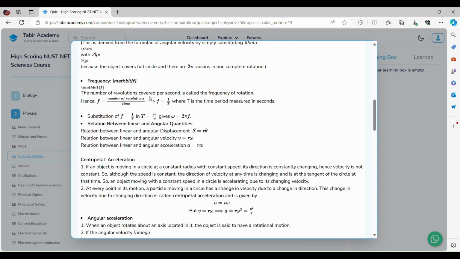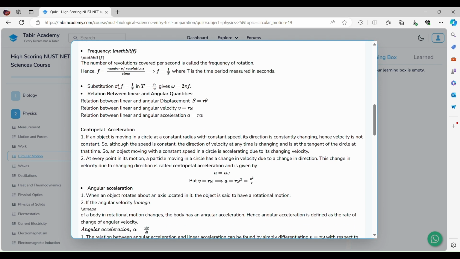Frequency. The number of revolutions covered per second is called the frequency of rotation. Hence, frequency equals number of revolutions over time, which is also equal to 1 over T, where T is the time period measured in seconds. If we substitute f equals 1 over T in T equals 2 pi over angular velocity, this gives us angular velocity equals 2 pi multiplied by f.